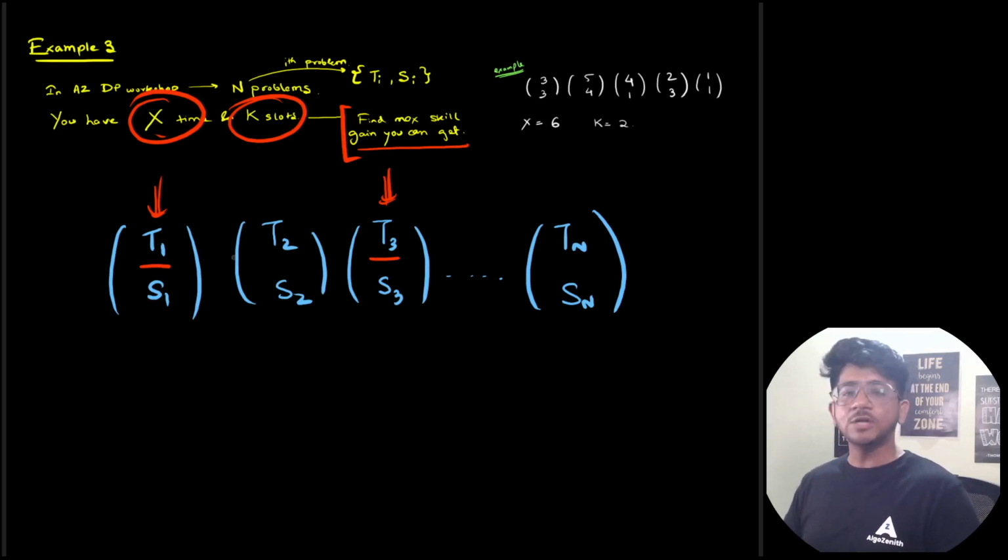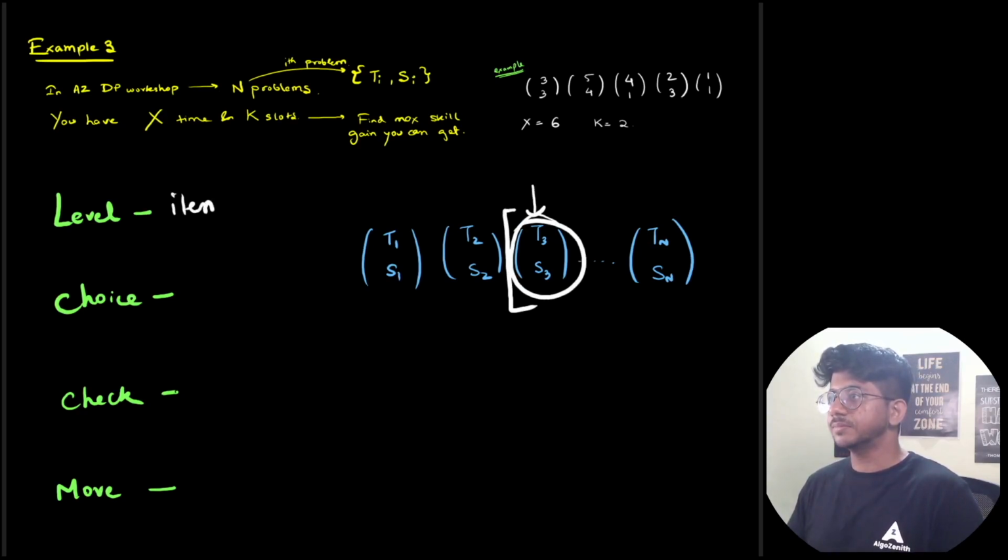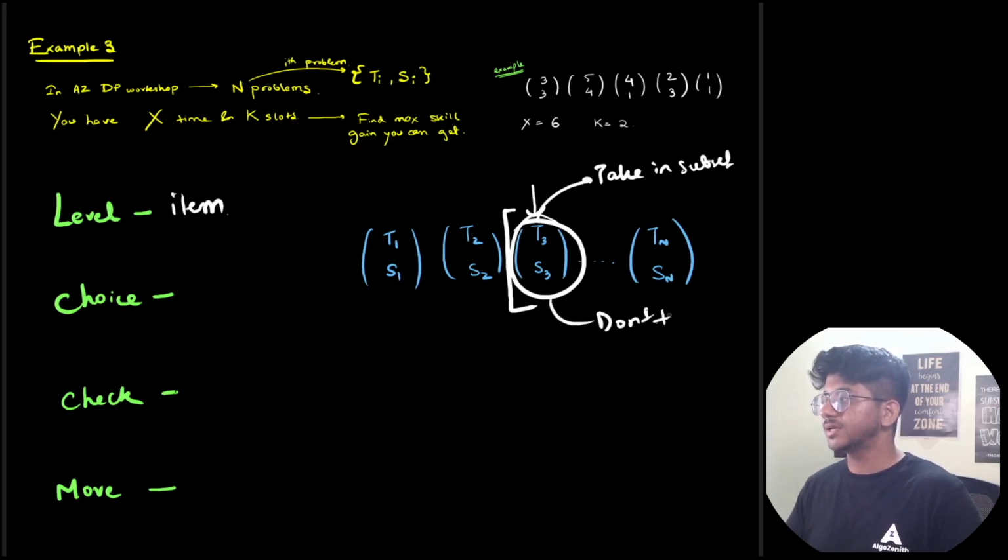So a way to choose subsets in such a framework is that we go level by level: this is the first level, this is the next level, and so on. At any particular level, let's say you are at this level, the level is the item, meaning which item you are currently at, as you go through items one by one. So if you're at this particular level, we're going to build a subset. We can either take this into the subset, or don't take it. Those are the only two options. If you're building a subset, you have two choices: take or don't take.